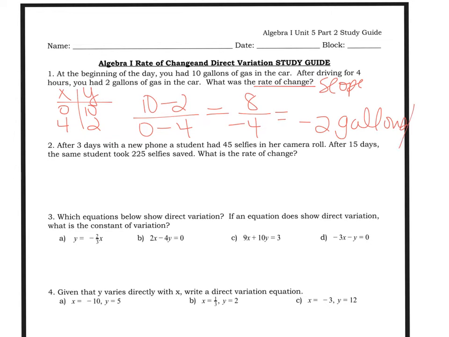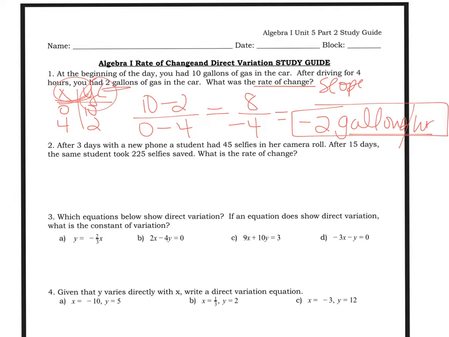per hour. Remember, how you write your units is y over x. It's your y value, which is your gallons of gas, over your x value, which is hours. If you don't include units, you will lose a point on your test, so you want to be careful. It's negative because the longer you drive, your gas is decreasing.